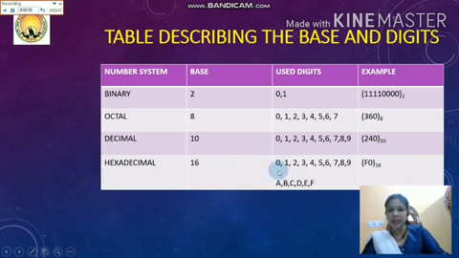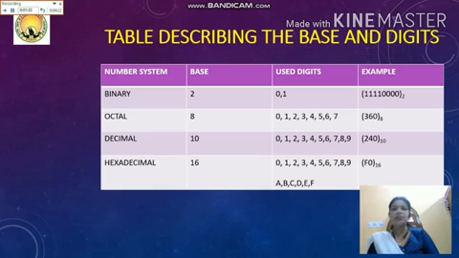Then hexadecimal. Here the total digits include a combination of characters also, as you can see, A to F. A is equivalent to 10, then 11, 12, 13, 14 and 15. In the example given, F0, F is equivalent to which digit here? 15. Since it is the hexadecimal number system, we cannot write 15 directly, so it is written as F. So these are all the different types of number systems.